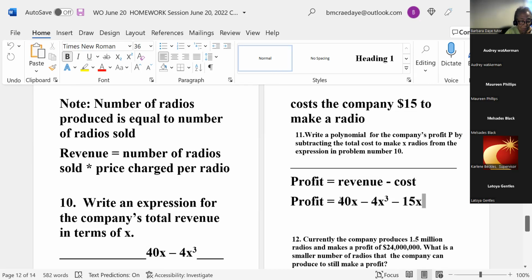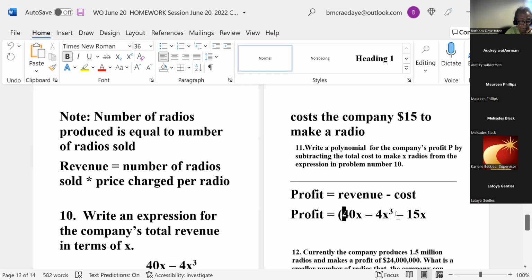It would be the revenue, and let me put that in parentheses. So it would be the revenue 40x minus 4x to the third. Bring that minus the 15, the cost per radio. The x is the number of radios. So there's the 40x minus 4x to the third minus 15x. That's your profit. Now, how could you simplify this?